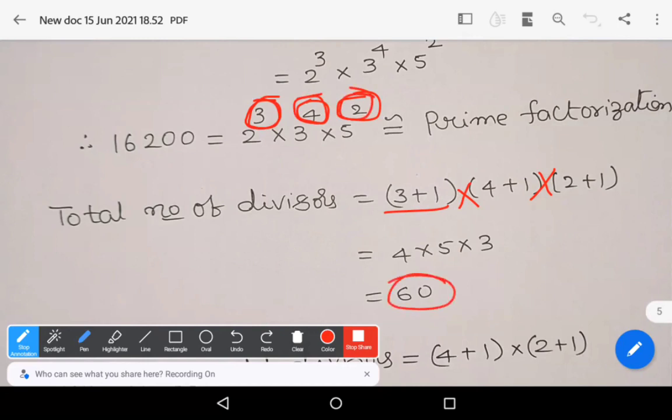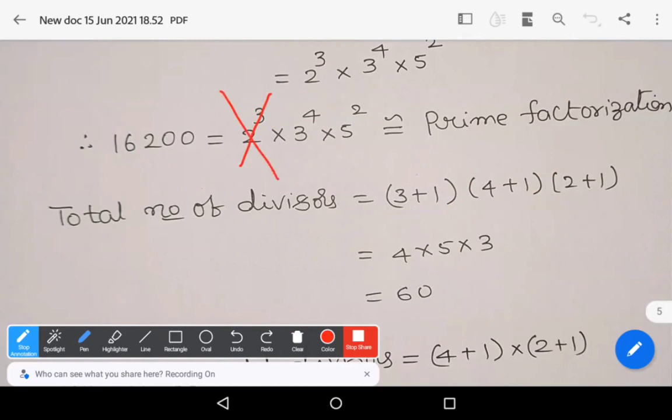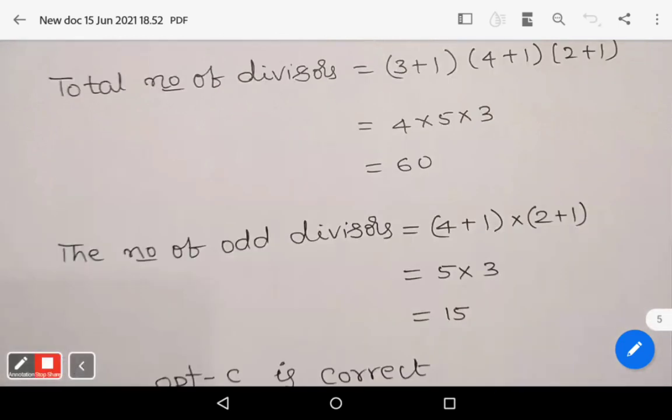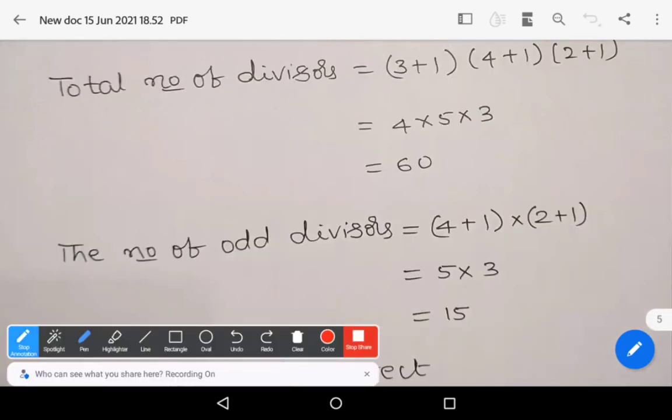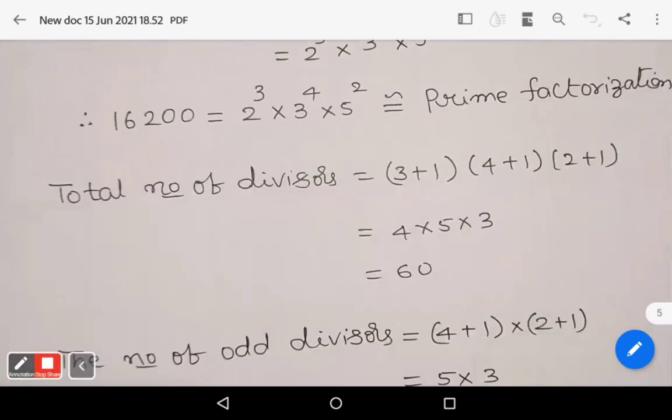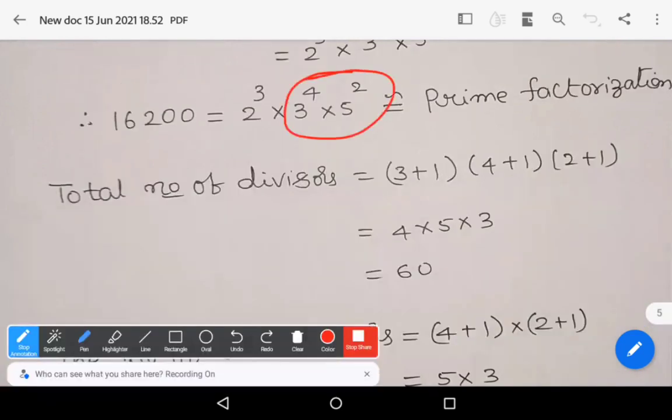But you have to find the odd divisors. To find the number of odd divisors, you have to omit the even prime number power. The remaining bases are 3, 5 and the remaining exponents are 4, 2. Observe that you must remove the even power to find the number of odd divisors. After removing that, we get only the odd prime powers, 3 power 4, 5 square.